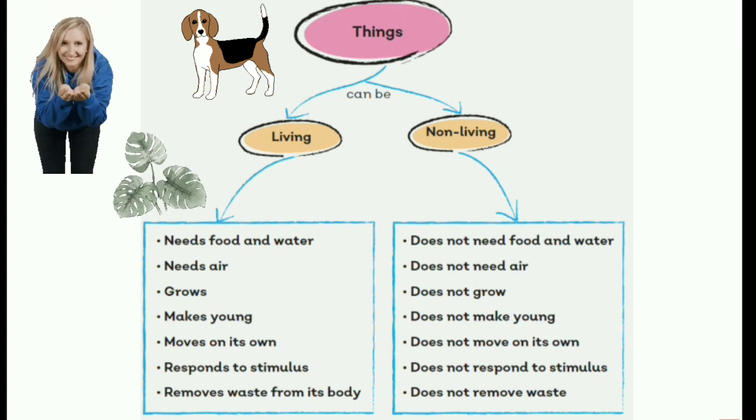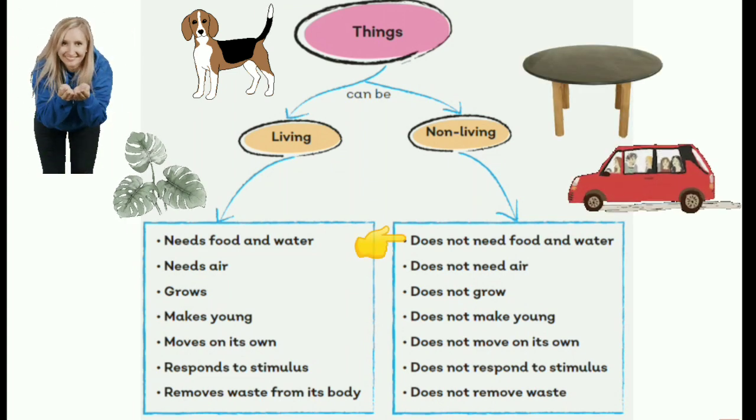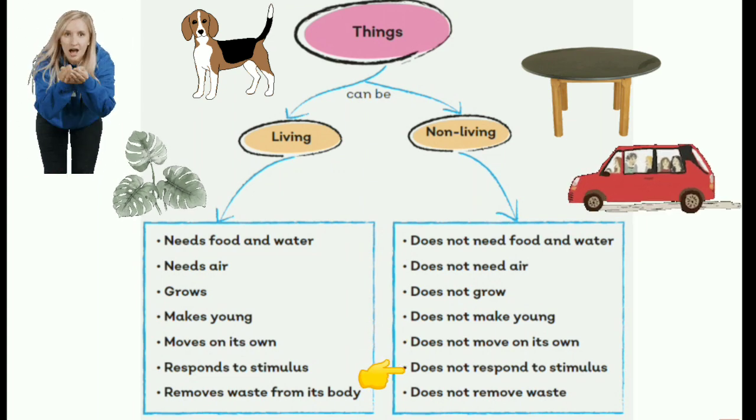Now, non-living things like a table or a car, they do not need food and water. They do not need air. They cannot grow. They cannot make babies. It does not move by itself. It cannot respond to stimuli, and it does not remove waste. So the car and the table cannot go to the toilet.